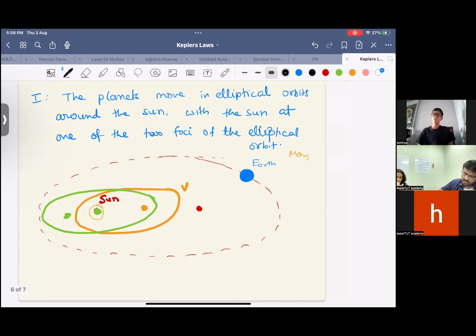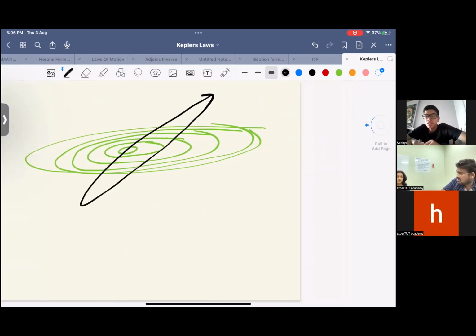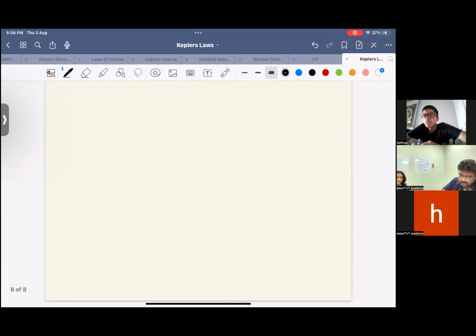Okay. Next thing is, first is done, no? First law, this was the first law, okay? Second law is tricky. So listen carefully.